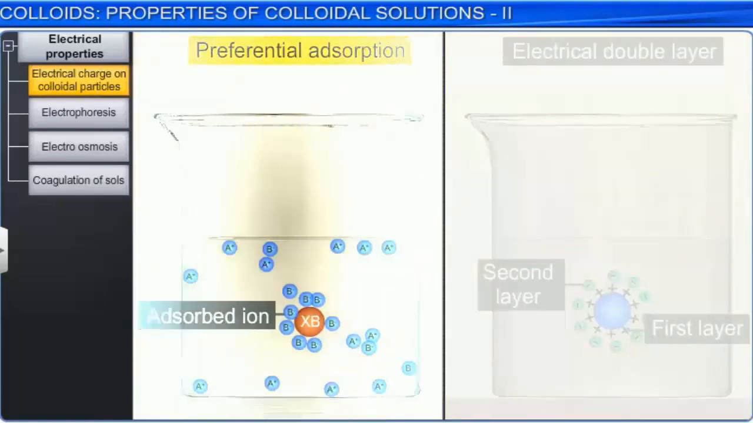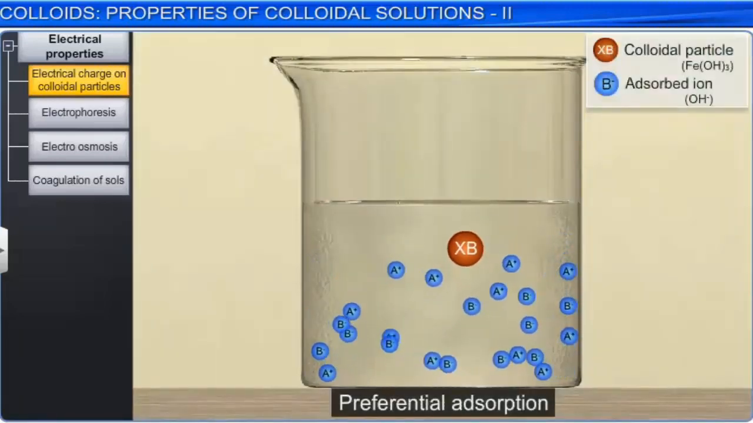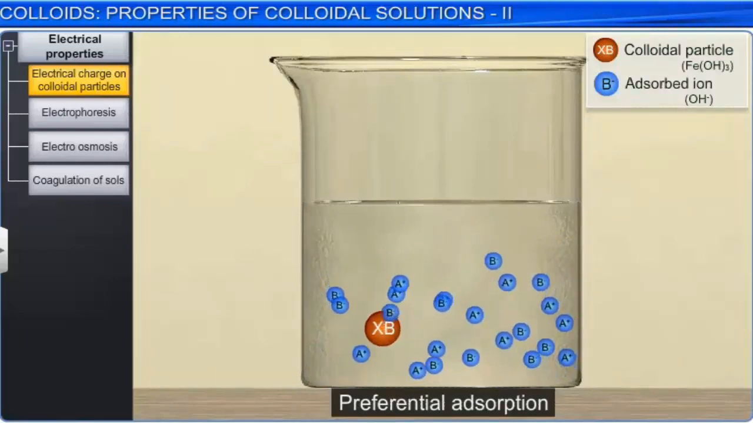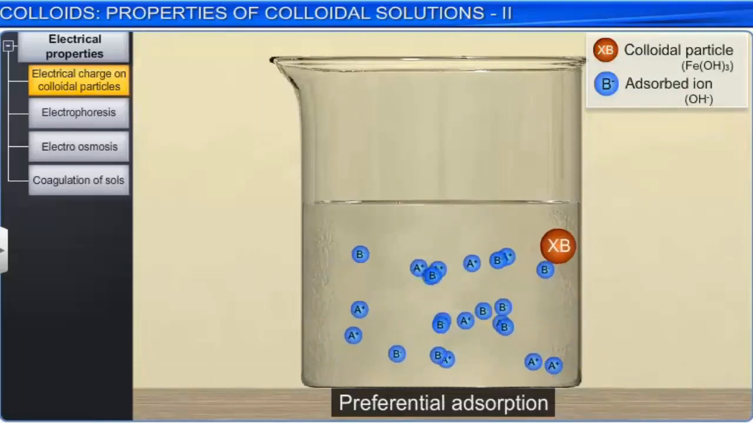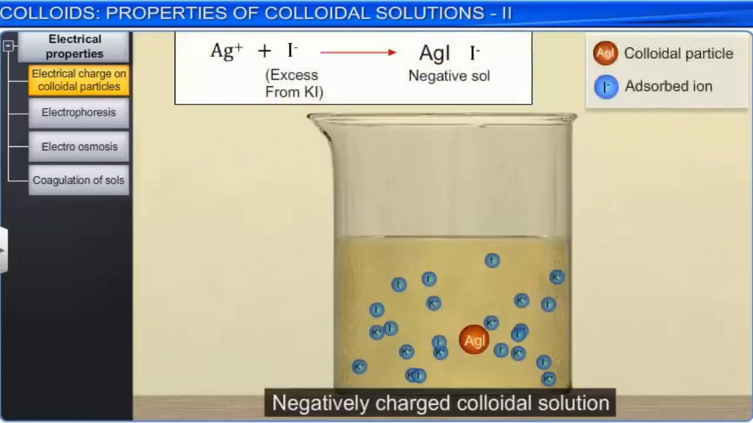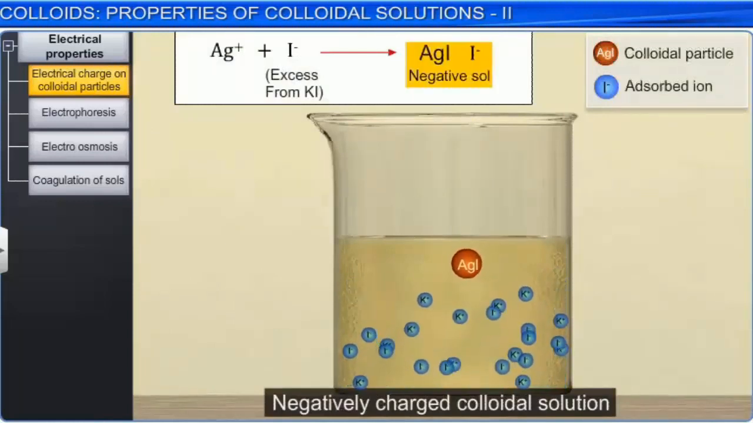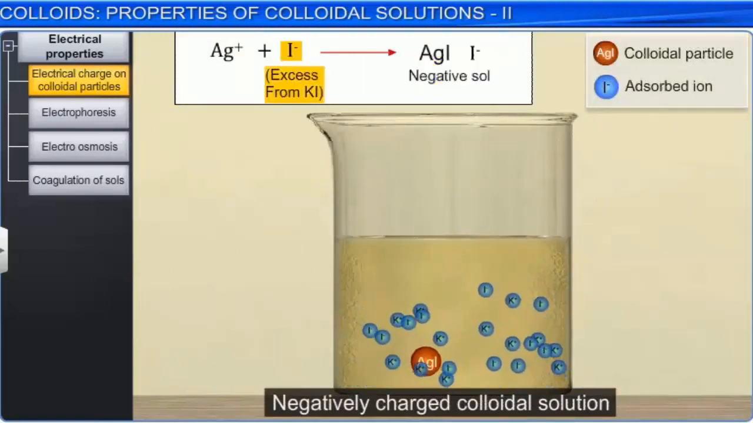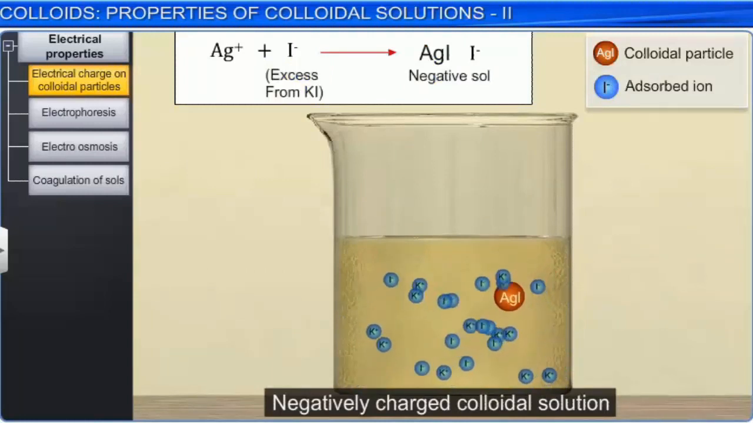Colloidal particles have the tendency to preferentially adsorb a particular type of ion from the solution. An ionic colloid preferentially adsorbs the ion common to the colloidal particles from the solution. For example, silver iodide precipitate adsorbs iodide ions from the dispersion medium if an excess of potassium iodide is used to prepare it.